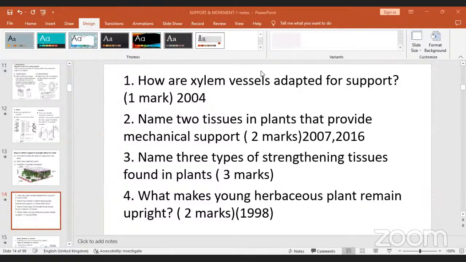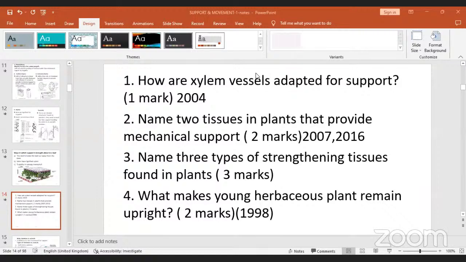Now I wanted an answer for this question here. I think the walls are lignified, so they do not collapse, so they offer support to the plant. Yes, the walls of the xylem vessels are lignified, and so they're able to offer support.